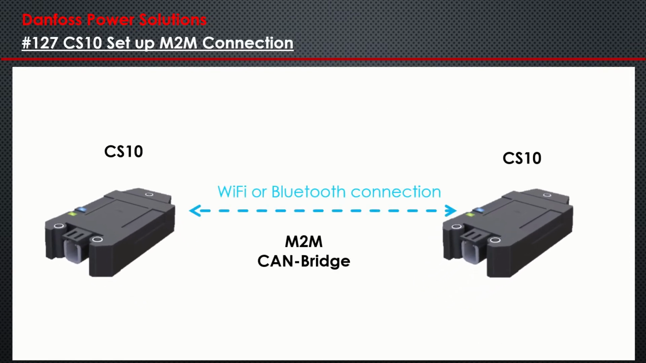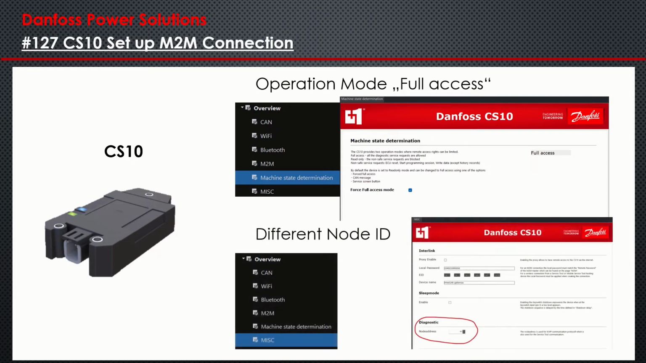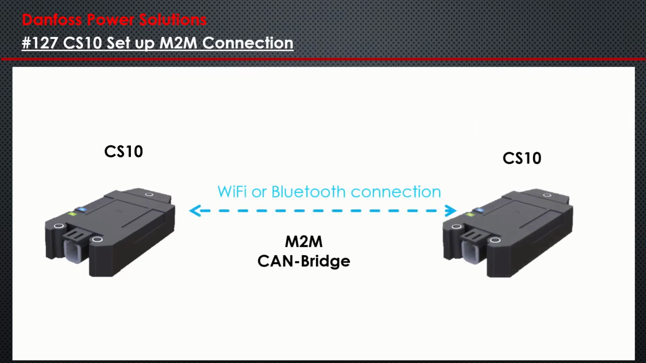To do so, first the communication between both CS10s needs to be established via Wi-Fi or Bluetooth. In addition, both devices must have full access operation mode active. This operation mode can be configured on the machine state determination page. Full access mode is set by default. Because they are on the same network, different nodes should be used after connecting via M2M. This can be done on the miscellaneous page.